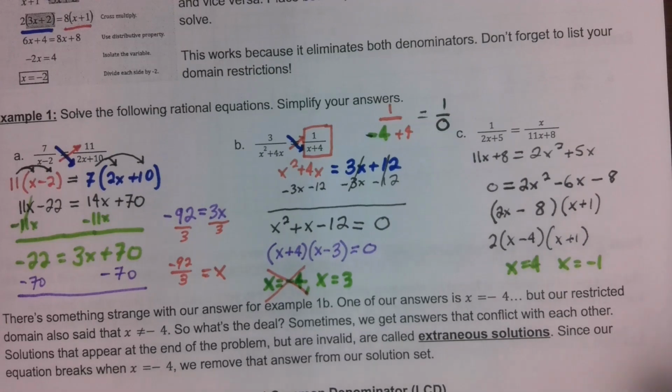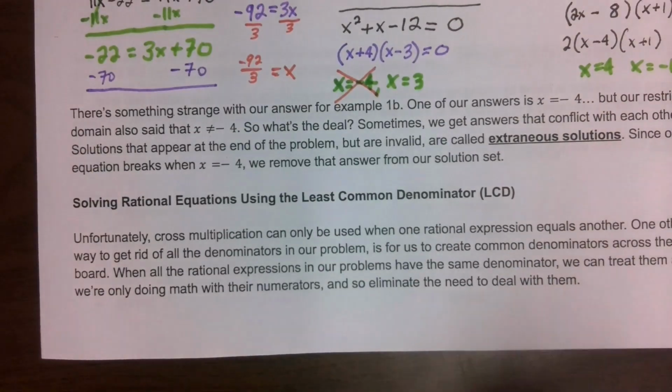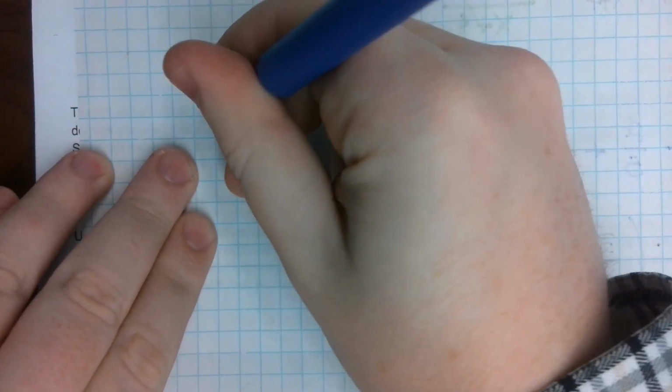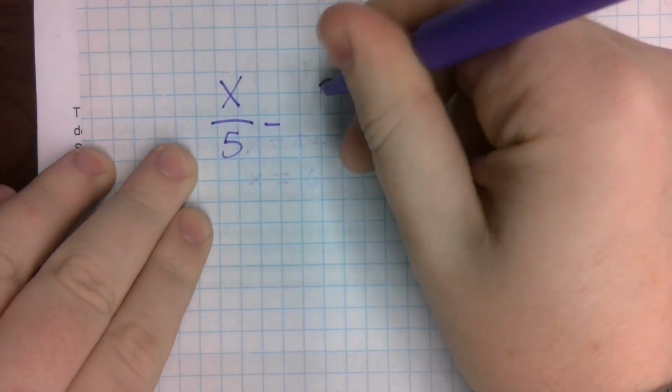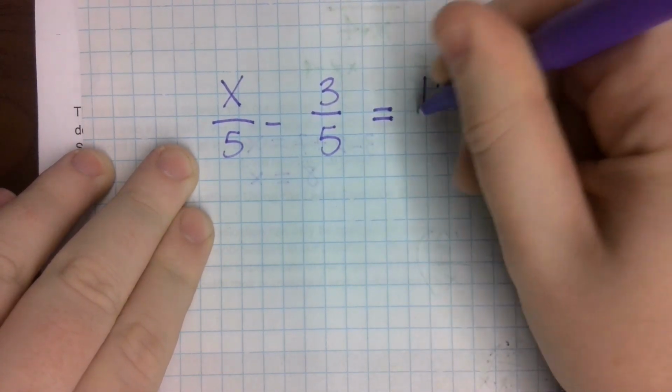The second way of solving these types of problems is using the least common denominator. So let me give you a hypothetical here. Let's say I gave you the following problem: x over 5 minus 3 over 5 equals 12 over 5. How would you solve something like this?